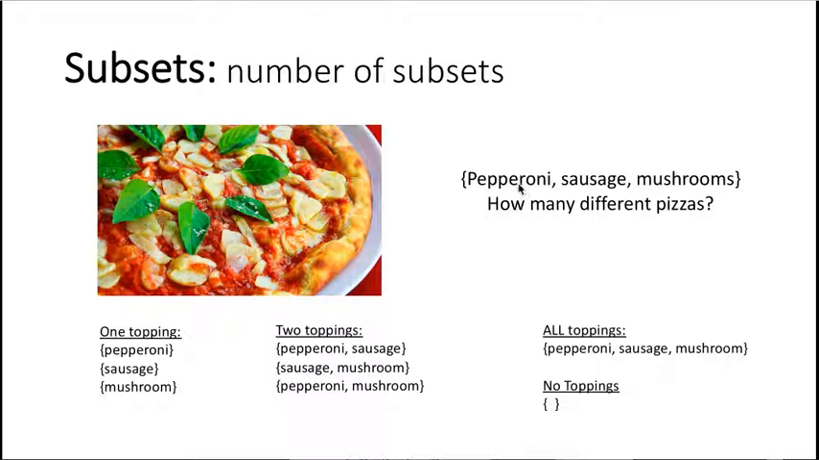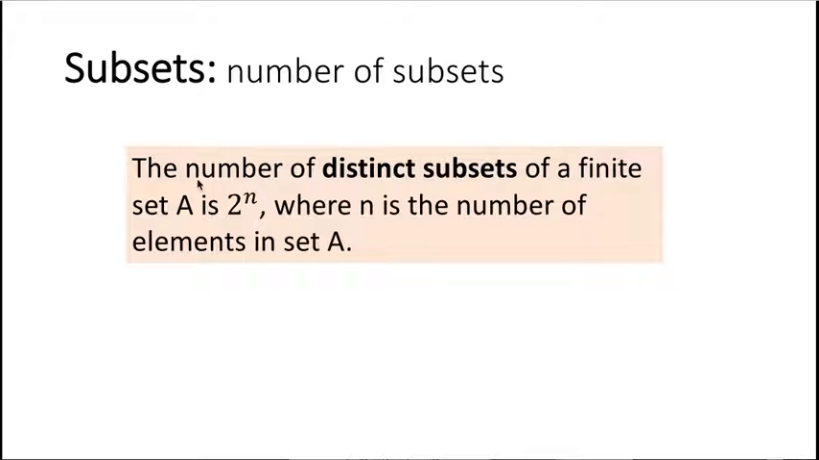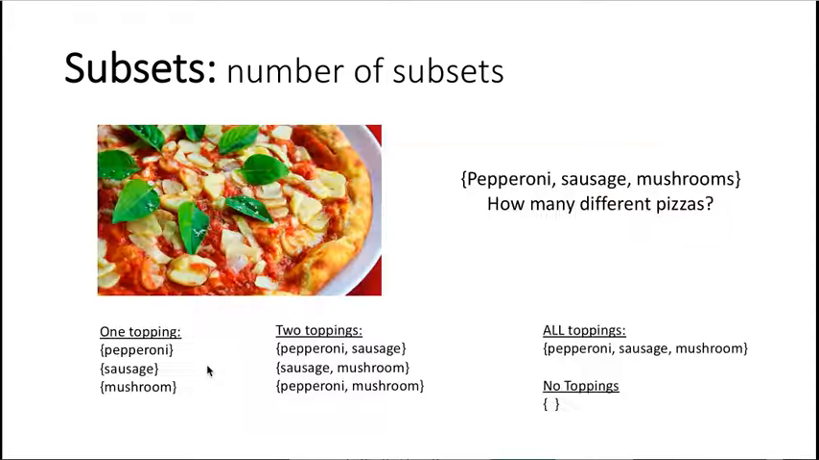So from this set, pepperoni, sausage, mushrooms, there are 8 different subsets, 8 distinct subsets. Don't forget that the empty set is a subset of any set. So the definition: the number of distinct subsets of a finite set A is 2^n. This is the formula, where n is the number of elements in set A. So if I go back, remember there are 3 elements in this set. So 2^3 is 8. That's why we got 8 different pizzas.